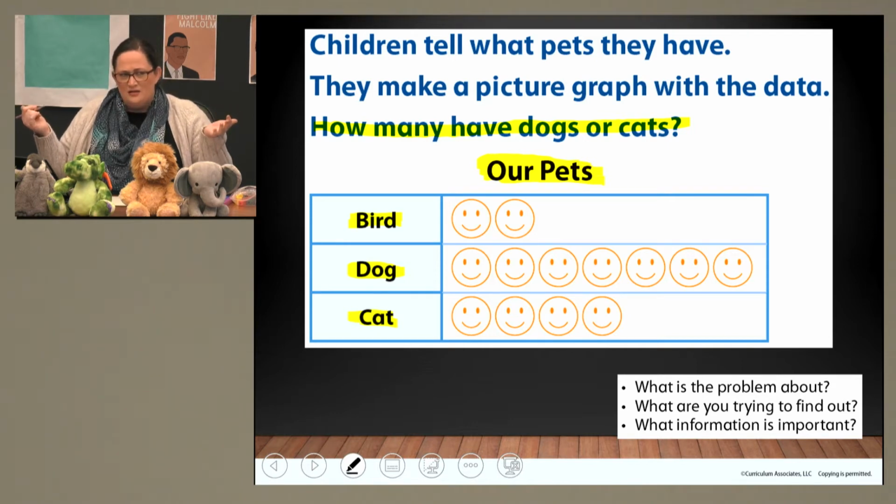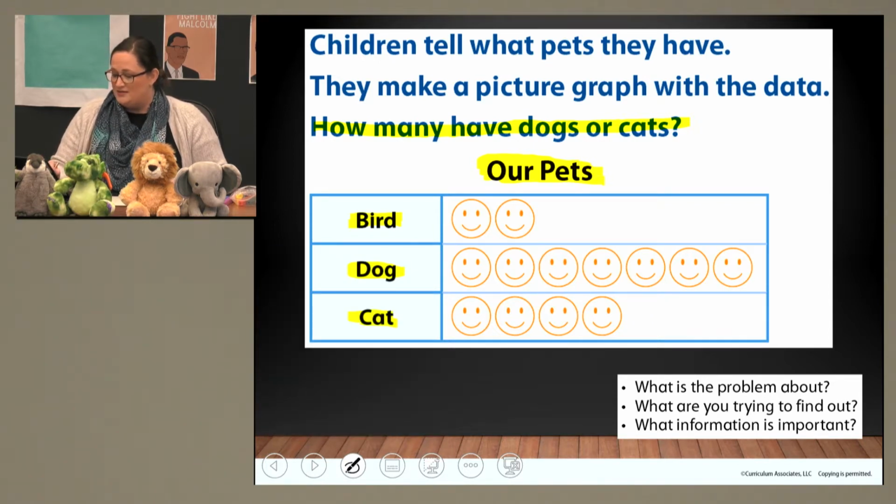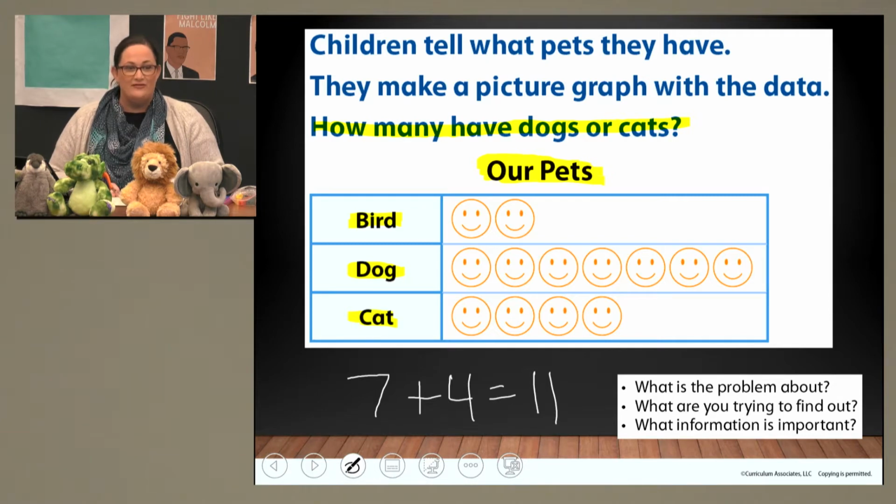What was that, Rashid? Oh, Rashid said that maybe we should count how many dogs and add it to how many cats. Okay, I'm gonna put white on my pen so I can write an equation down here. We said 7 dogs and 4 cats. What is 7 plus 4? It's 11. Okay, 7 plus 4 equals 11. Awesome. So how many dogs and cats do the children have? 11 animals. Awesome.